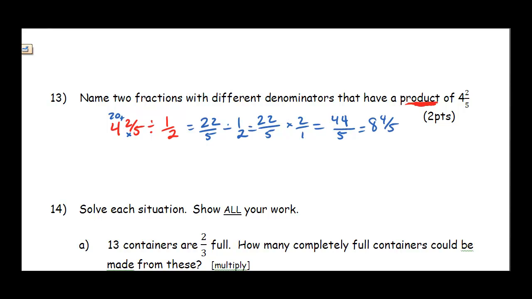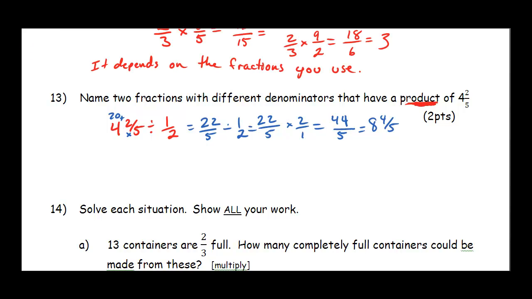So now I have one fraction here, 8 4/5, and my other fraction here, 1/2. So if I rewrite this and say, name 2 fractions with different denominators that have a product of 4 2/5, well, one fraction would be 8 4/5 times 1/2 equals 4 2/5. And that's how you get your answer for a question like that.